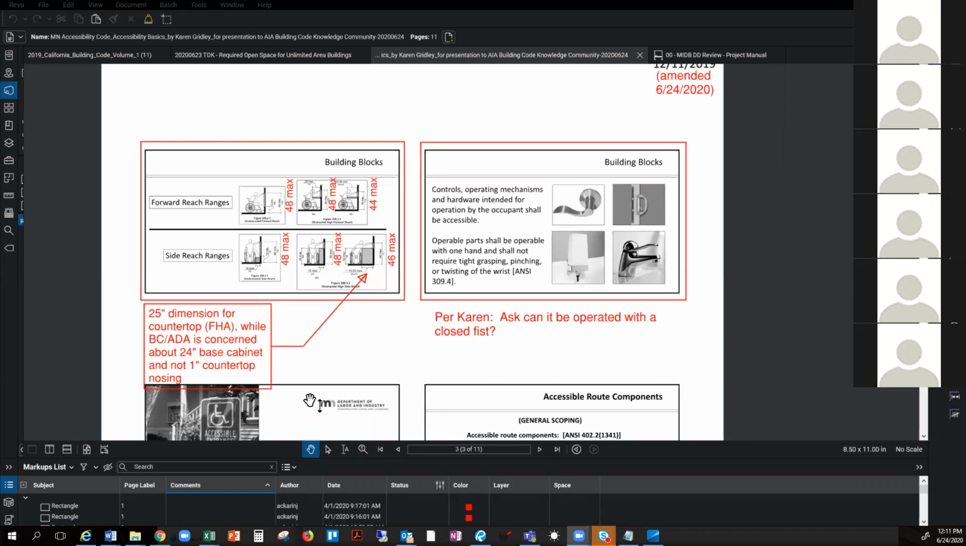And so you've seen that marked up. And asking, can it be operated with a closed fist? I think there's a phrase out there that's been utilized, which is basically, it shall not require tight grasping, pinching, or twisting of the wrist. Those are all still applicable. Just keep that in mind, obviously, as you're going through your codes and your hardware groups, make sure that those provisions are still in play.